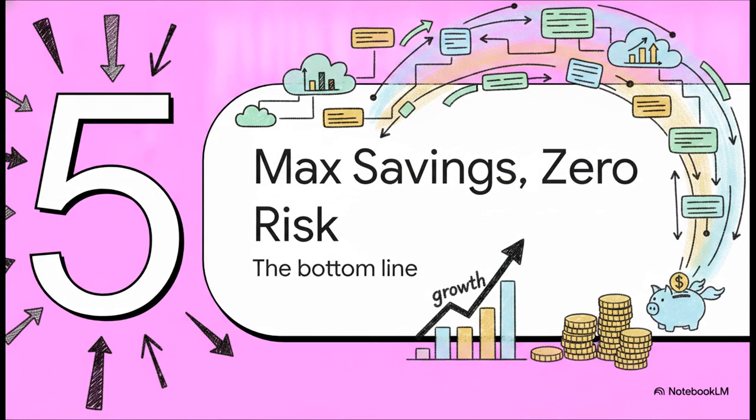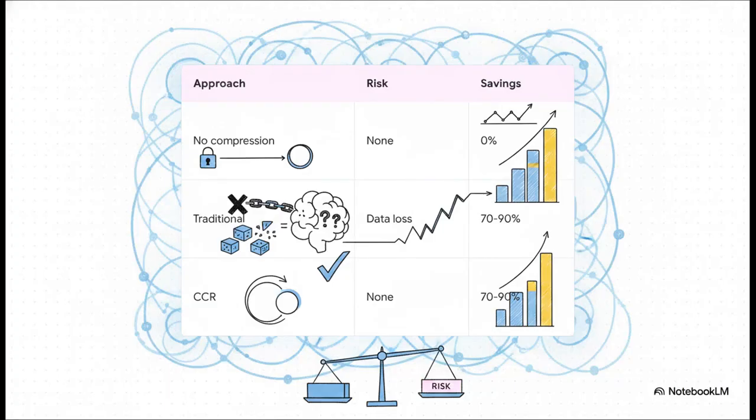And that brings us to Section 5, Maximum Savings, Zero Risk. Let's look at the bottom line. It all really comes down to this bottom line right here. Look, if you use no compression, sure, you have no risk, but you get absolutely zero savings. If you use traditional compression, you might get 70 to 90% savings, but you are completely burdened with the heavy risk of permanent data loss and those dreaded model hallucinations. But with Headroom's CCR compression, you get the absolute maximum 70 to 90% token savings of aggressive compression, but with none of the risk. Because it's completely reversible, your risk of data loss drops to exactly zero. You truly get the best of both worlds, and you don't have to compromise your application's intelligence.